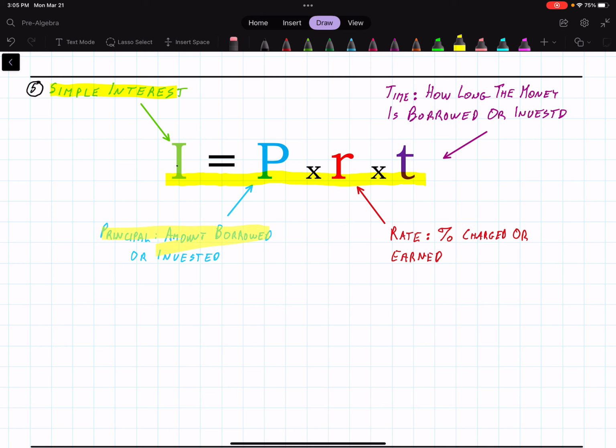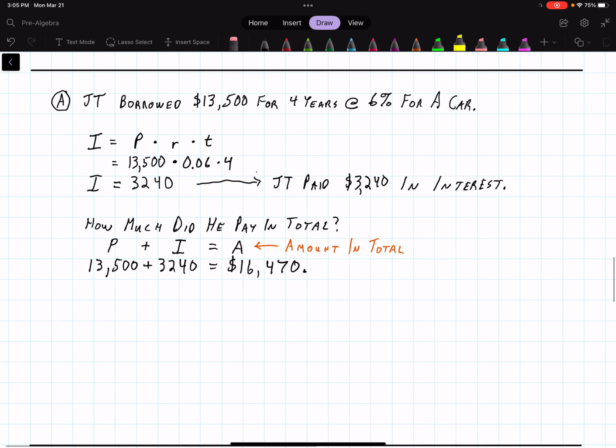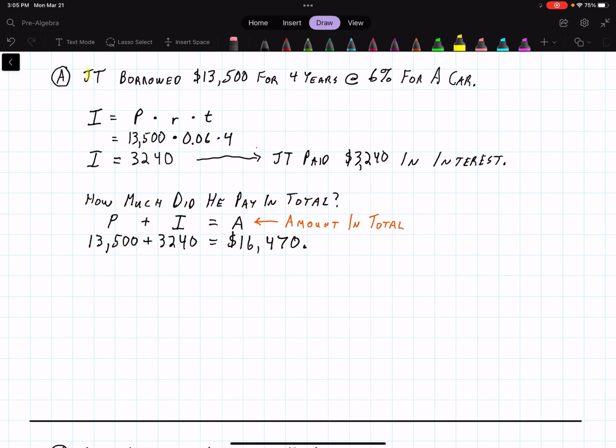The P is the amount borrowed or invested, so for a loan or an investment. R is your rate, the percent charged or earned. And T is time, how long the money is borrowed or invested, typically in years for these examples. So JT, first example, borrowed $13,500 for 4 years at a 6% interest rate, and he's trying to buy a new car.